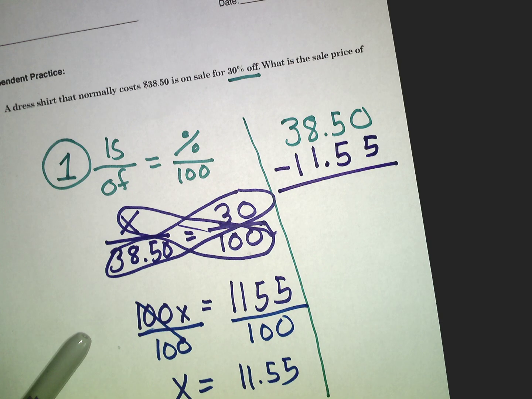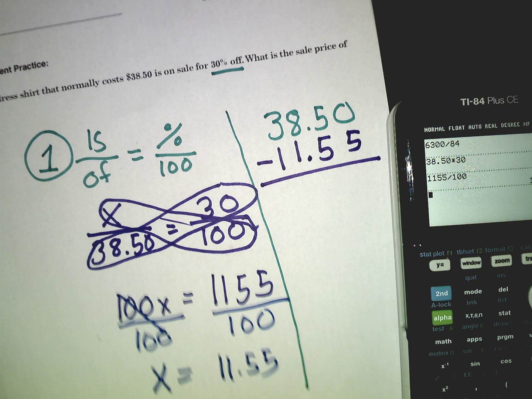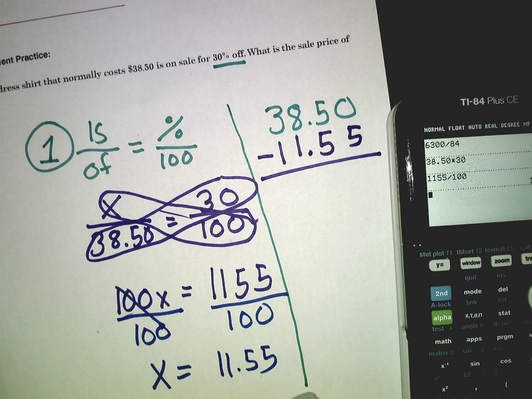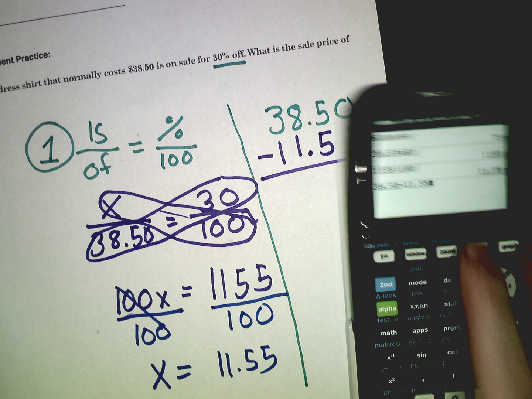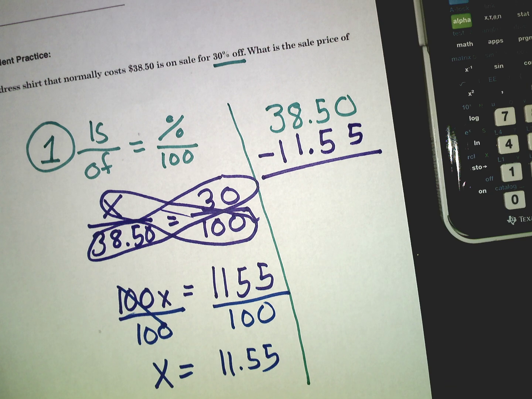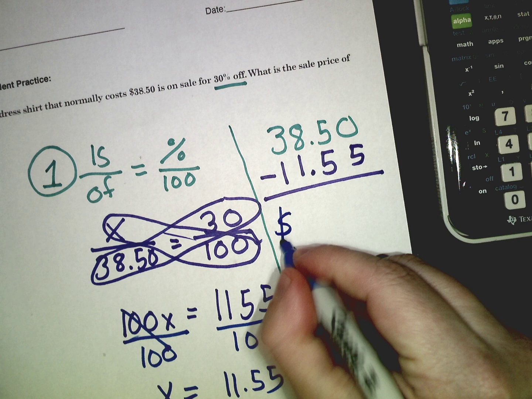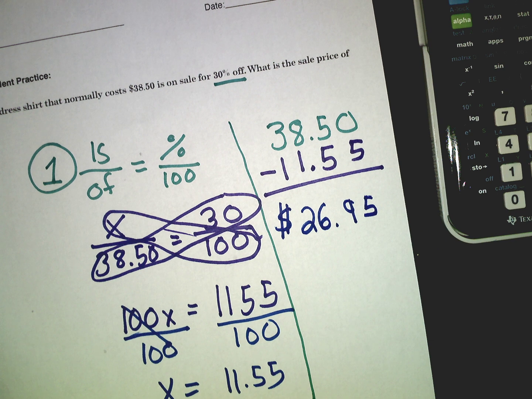Okay, so how much am I actually going to pay for this? Well, this is another calculator problem. Those of us who could do the math on paper, that's fine, but you don't have to. You've got the calculator. I just take $38.50 minus $11.55, and my answer is $26.95. So my final price is $26.95, almost $27 before taxes.